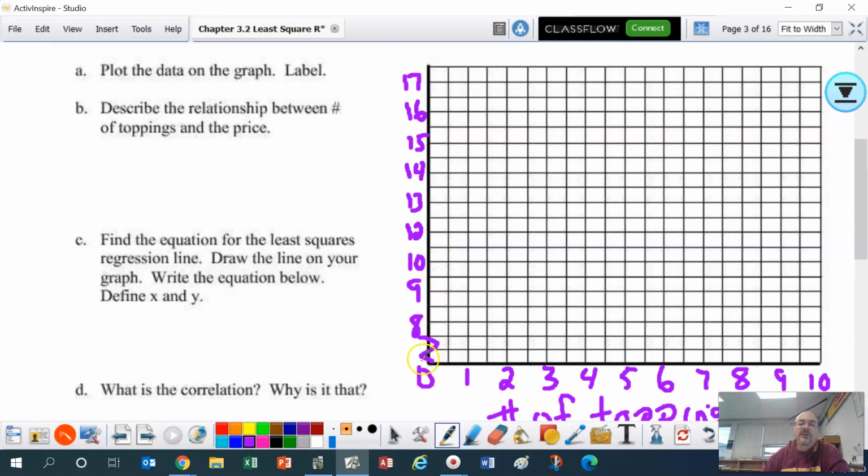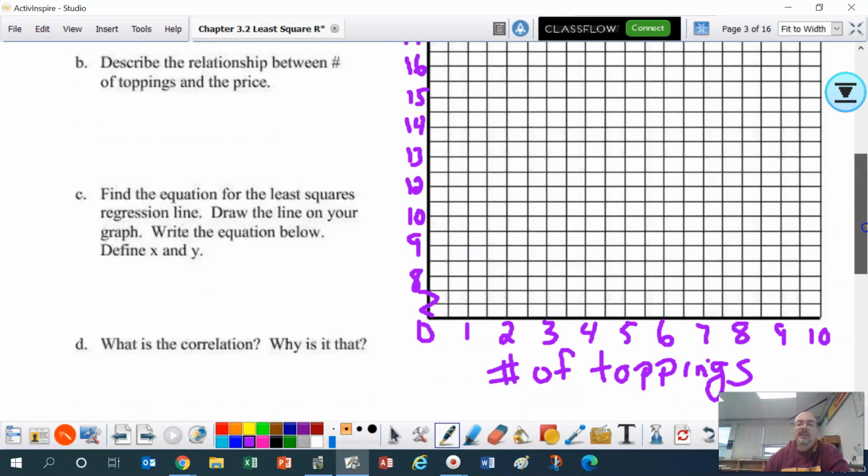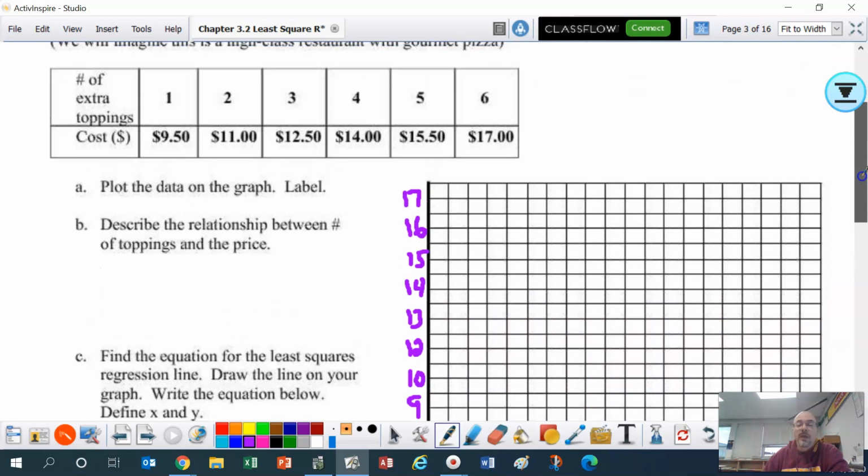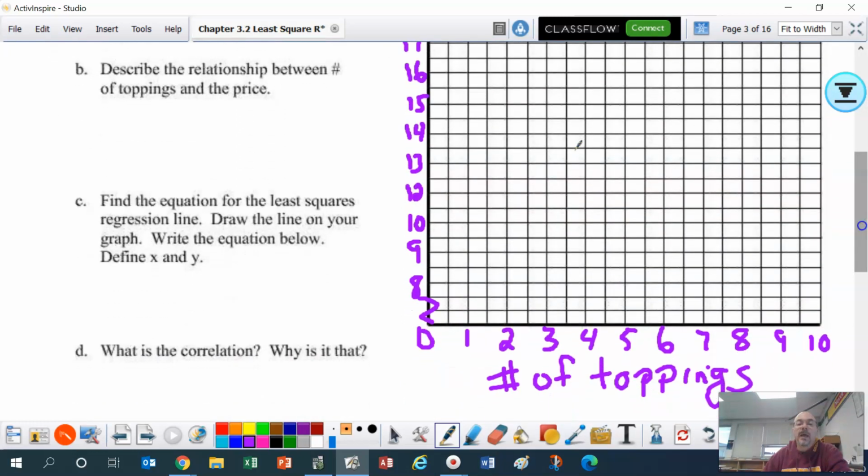And you can see I put a little zigzaggy line here. Remember that means that we skipped a bunch of numbers. All right, so that is how I set up my graph. Now I'm going to go ahead and graph the dots on my graph, and I'm going to pause it while I do that. Be back in a moment.